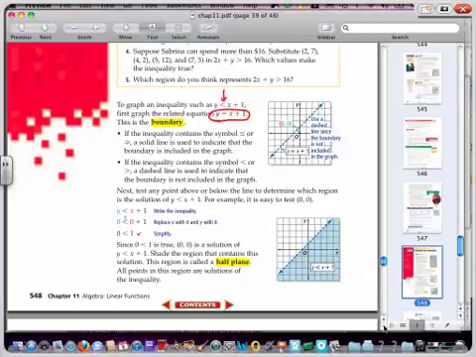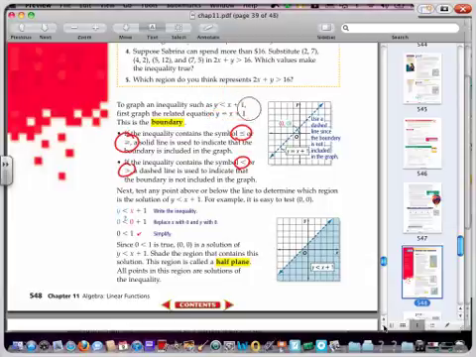Then the other thing I need to determine right away is whether the line is going to be included. The line is included if it is a greater than or equal to, or less than or equal to symbol. If it's just a greater than or less than, then it's not going to be included, and I'm going to use a dotted line or dash line.